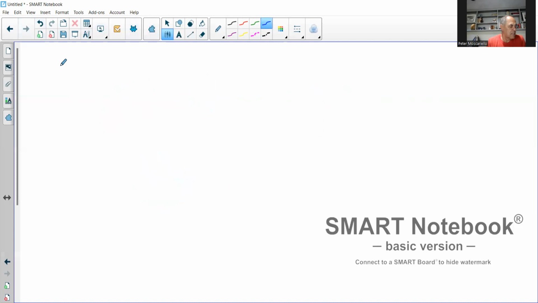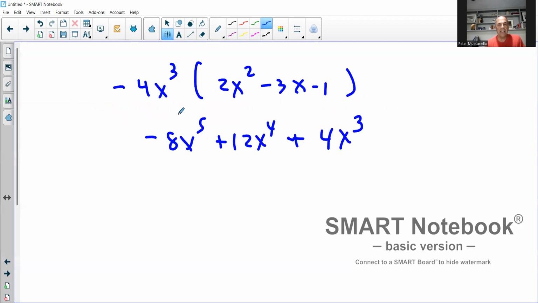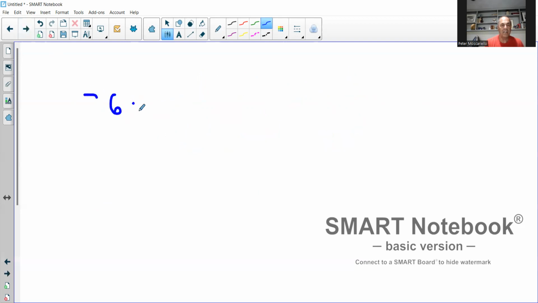Okay. And number 15. Number 15 is just a straight distributive. Just distribute negative 8x to the 5th plus 12x to the 4th plus 4x cubed. Right, you multiply coefficients, you add the exponents. Do I really need to give you another one like this? Raise your hand if you need another one like that. Really? Come on. All right.